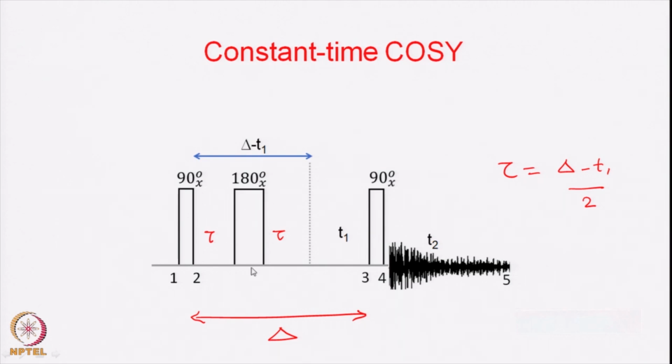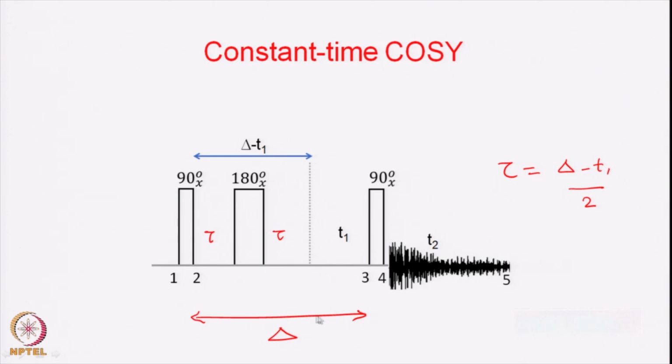Now how many increments then can you have here? That is limited by the delta period. Once you reach a certain value of T1 which is almost equal to delta, then this 180 pulse will be almost adjacent to the first initial 90° pulse. You can't increase T1 beyond that. Therefore the number of T1 increments you can do here is limited by what delta you choose.